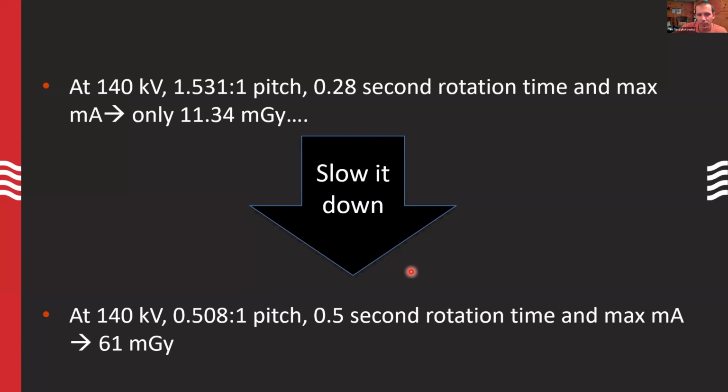So we're going to have to slow it down a little bit. In this case, say if we were to do 0.5 pitch and a half-second rotation time, that's how we could get out a maximum dose of 61 milligray.